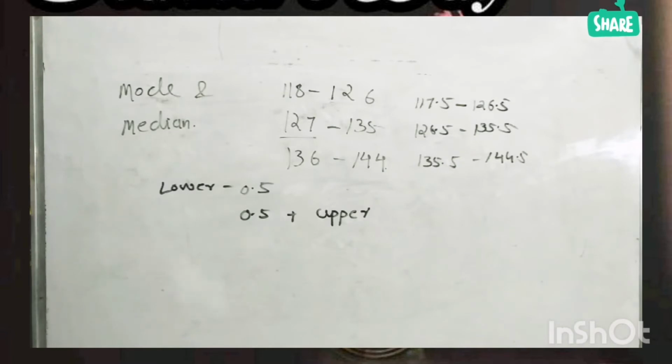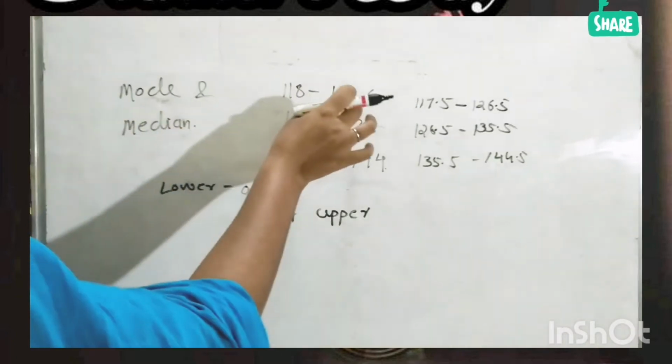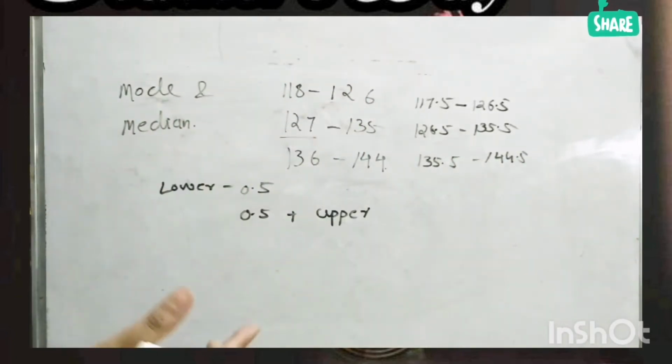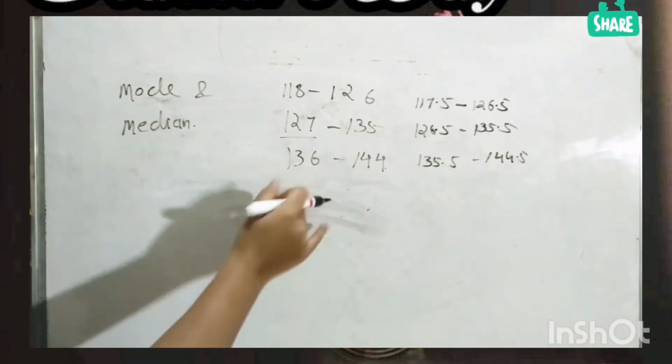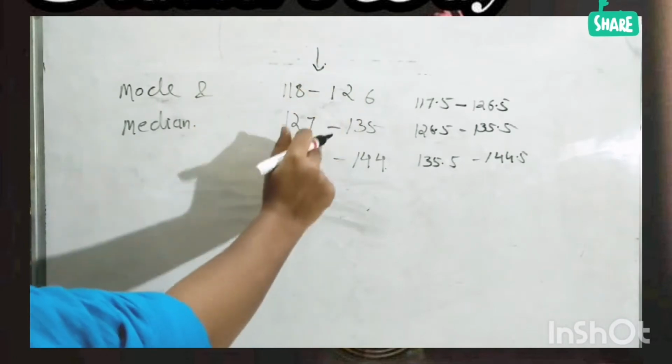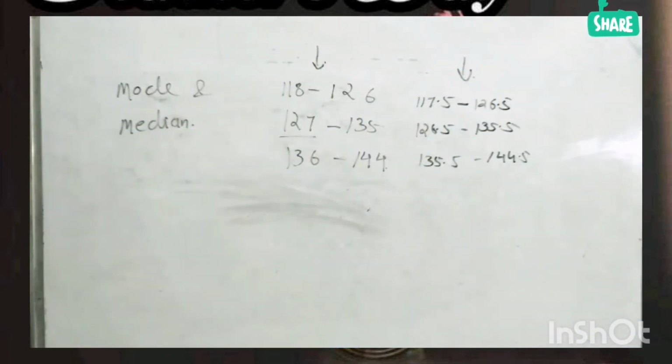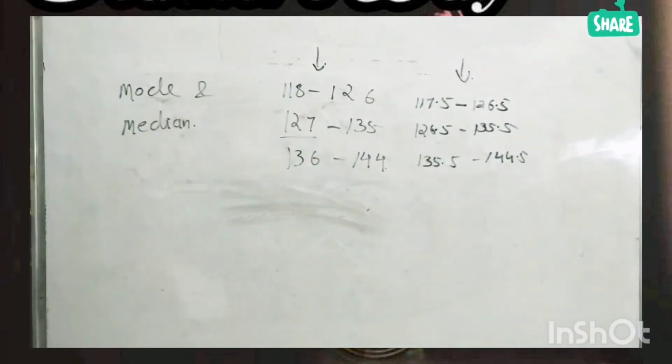And in the case of mean, whether your information is discontinuous or continuous, you will get the same answer. If you do the calculation using either form, you will get the same answer, because in the case of mean we are not taking the lower limit or the upper limit of the class intervals. We are calculating the class mark.